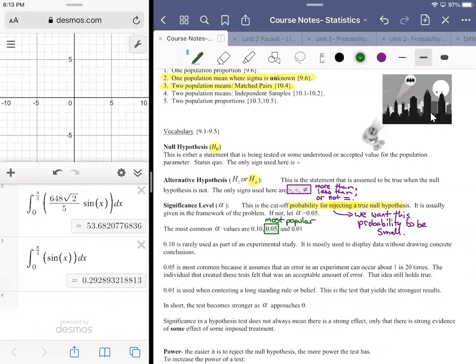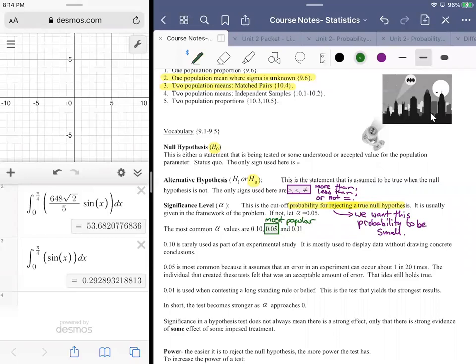0.05 is most common because it assumes that an error in an experiment can occur about 1 in 20 times, which never really sat right with me, but that's actually the genesis of it. What happened was early on, when all this stuff was being formulated, when people were making decisions on how appropriate statistical processes would go, somebody just kind of made the call and said, 1 in 20. That's how often I make a mistake. That's how often I screw something up. 1 out of every 20 times.